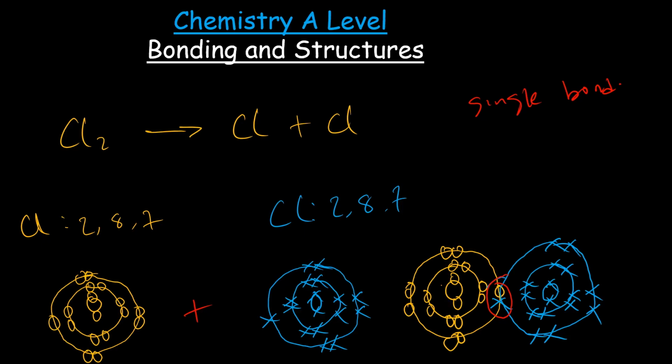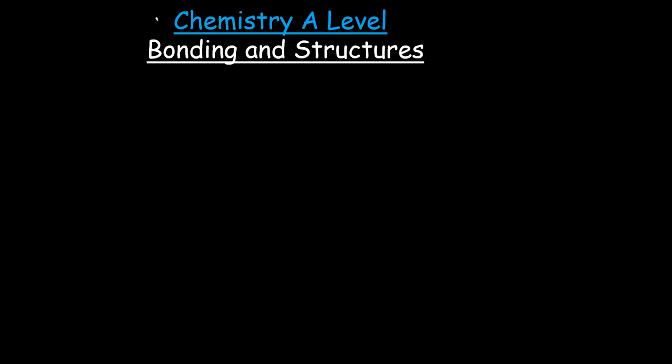Let's look at another example. So let's look at the oxygen molecule as another example. Just like we have in chlorine, 2 atoms of oxygen combine together to form an oxygen molecule, right? And we know that oxygen has an atomic number of 8, right? So the configuration will be 2, 6, right?